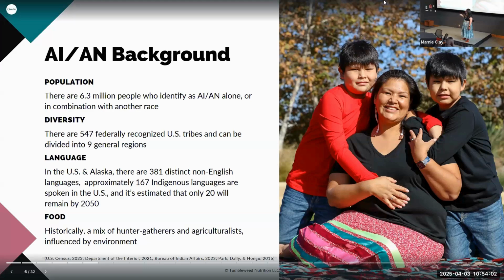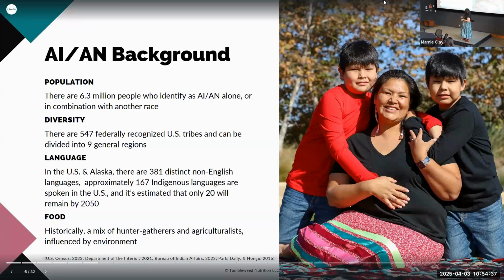As far as language goes, in the entire US there are 381 distinct languages spoken according to the census data. However, half of those languages are Indigenous languages. Pretty cool, huh? 167 Indigenous languages. We make up pretty much the majority of languages out there. Unfortunately, it's estimated that only 20 Native languages will be spoken by 2050.